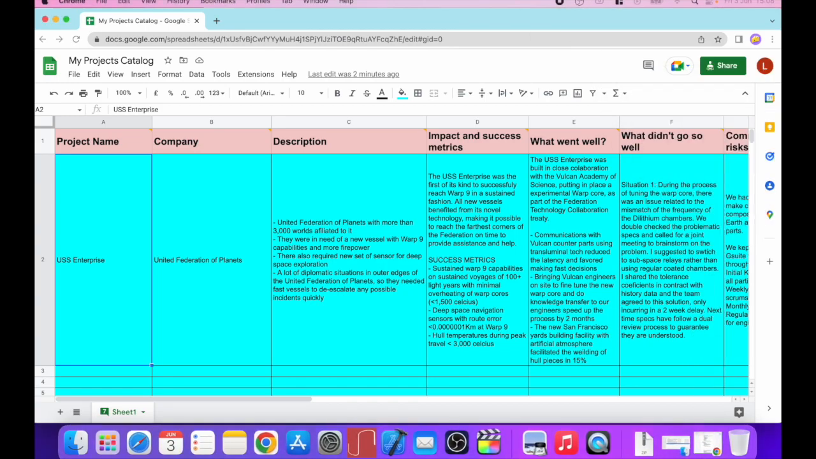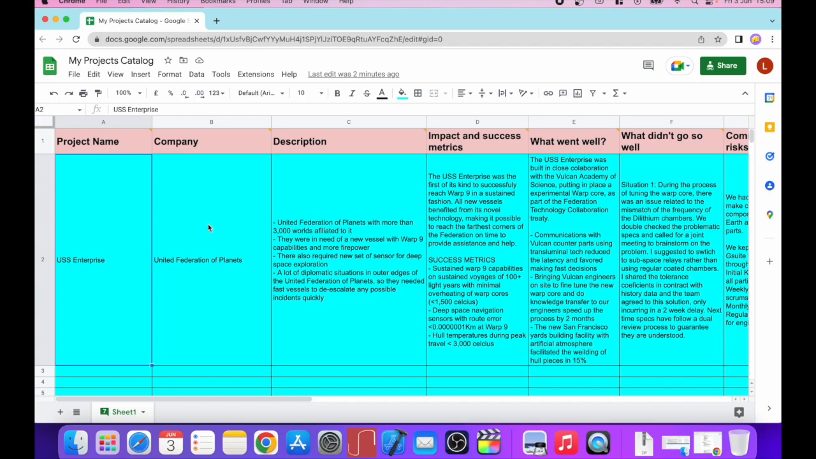Then for each one, you will provide a description. This will be useful whenever you will have to provide any context to the interviewer. Then impact and success metrics, what was achieved by that project. And the success metrics are mostly product success metrics. Please leave out any project related metrics or any operational metrics.